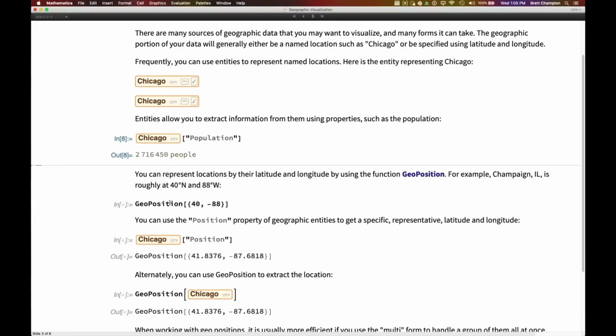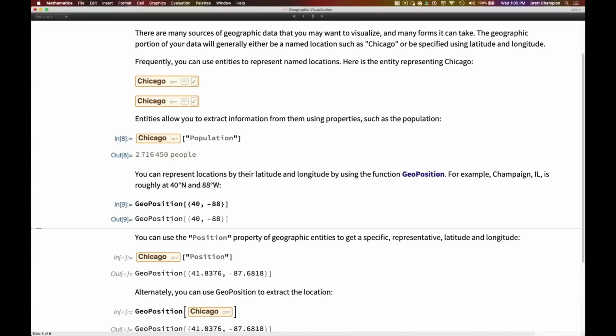The other way is through the low-level representation, which is geoposition and that family of objects. This corresponds roughly to the city of Champaign, Illinois, where I am right now. So we're roughly at 40 degrees north and 88 degrees west. Geoposition is the built-in encoding of that in the language.